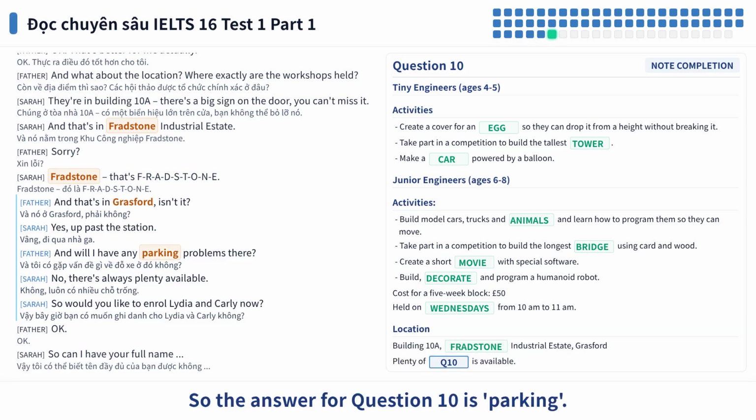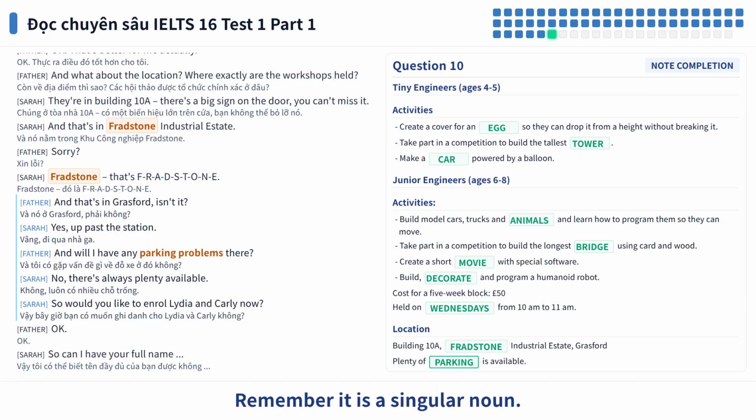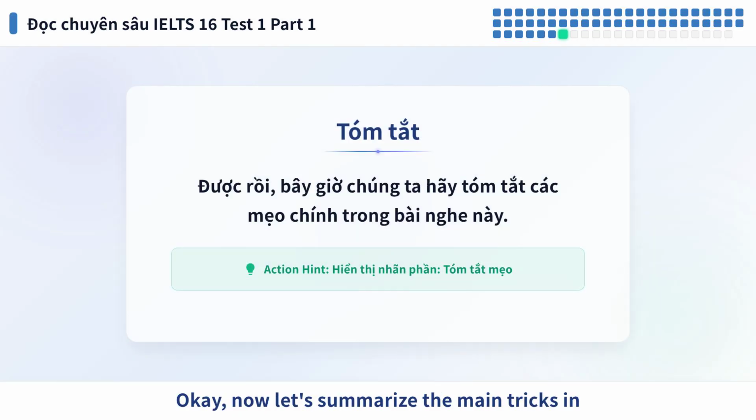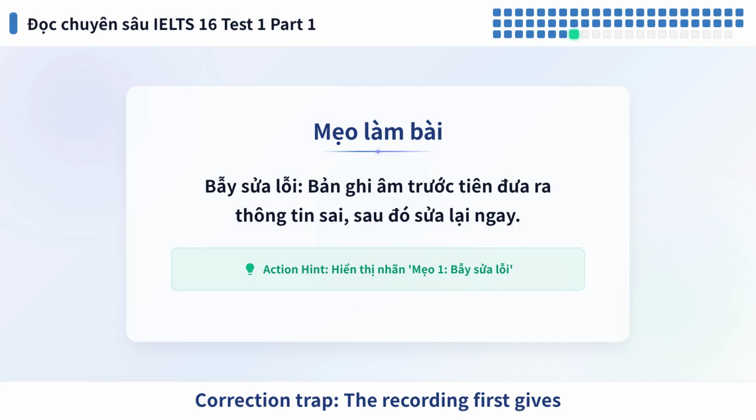Sarah says Fradstone. That's Fradstone, spelling it out letter by letter. Be careful. There is an E at the end, so don't miss it. The final answer is Fradstone. Make sure you spell it completely and don't forget the E at the end.